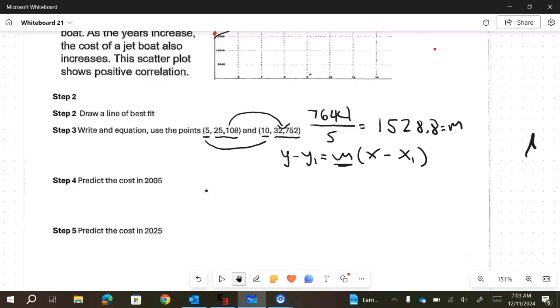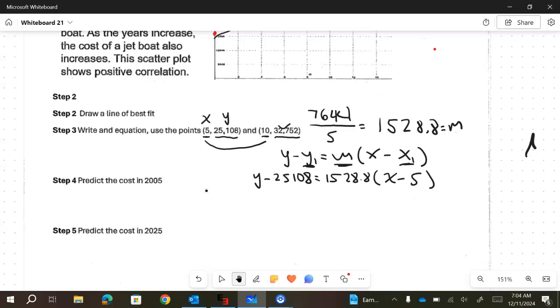So this is going to be my x. This is going to be my y. So I'm going to write y minus 25,108 is equal to m. Well, m we said was 1,528.8. And then in parentheses, I'm going to have x minus x. My x was 5. I've just written that equation, right? I replaced my y with 25,000, my m with 1,500, my x with 5.